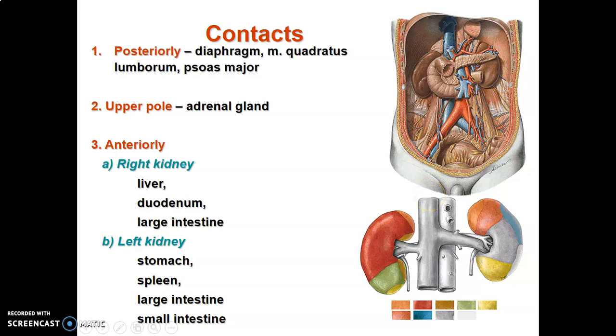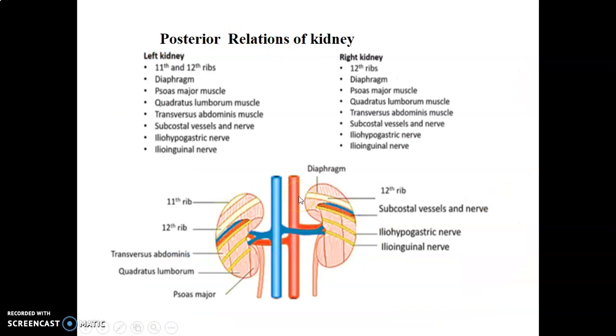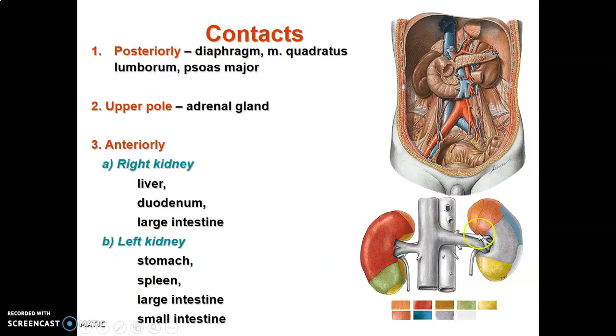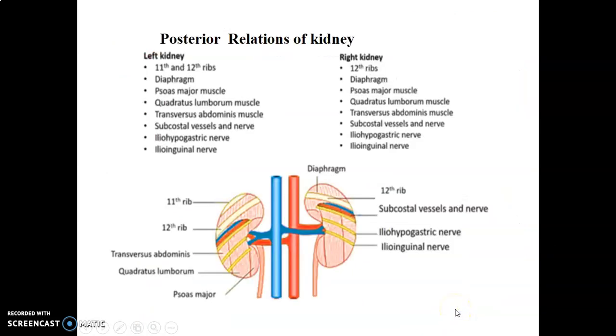So you need to know the relations of the kidney in detail, and this slide actually talks about it. This just shows you that different structures are around the anterior aspect of the kidneys on the right and the left side. So you can see the 11th rib is here, the 12th rib, transverse abdominis, quadratus lumborum, and psoas major. So these are the posterior relations of the kidney.